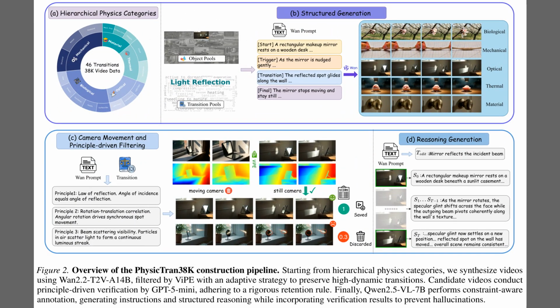To teach the model these dynamics, the authors constructed a massive dataset called PhysicTran 38K. Figure 2 breaks down the 4-stage pipeline. It begins in Panel A by defining a taxonomy of 46 specific physical transitions across domains like mechanical, thermal, and optical. Next, Panel B shows how they turn these concepts into structured prompts, specifying a start state, a trigger, and a transition, to generate synthetic videos using a model called WAN. Crucially, Panel C illustrates a rigorous filtering step, where they discard clips with moving cameras or physical inconsistencies. Finally, Panel D depicts the reasoning generation, where detailed text descriptions are created to ground the visual changes in language.